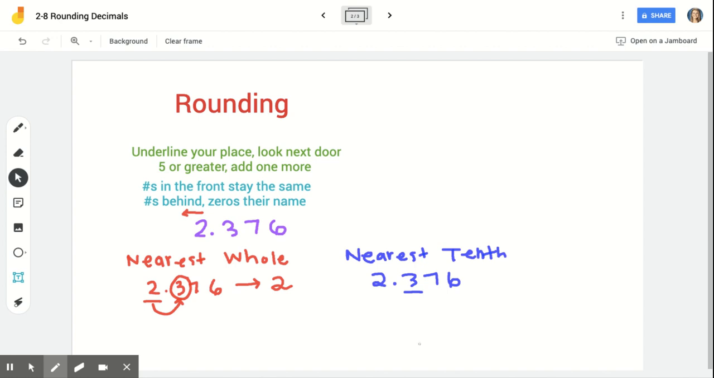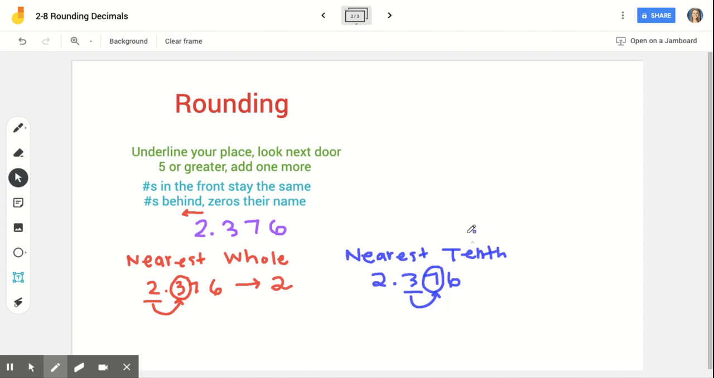The next step is we're looking next door. We're always looking to the right. So we're going to underline 3 and then draw an arrow right next door to the right of it. And right next door is the number 7. So we're going to circle this number 7. We're going to ask ourselves a question. Is it 5 or more? Is 7 5 or more? Yes, 7 is greater than 5. So we're going to add 1 more.